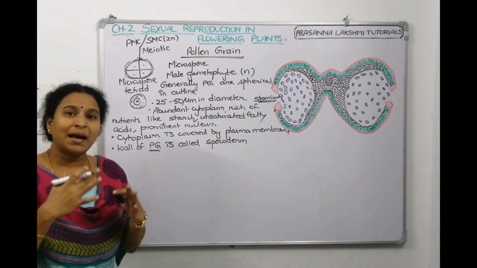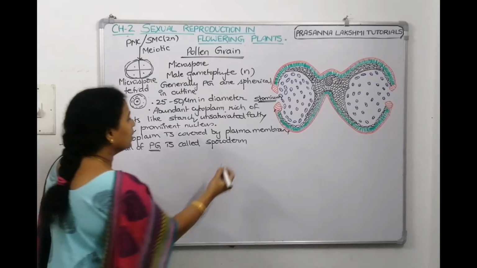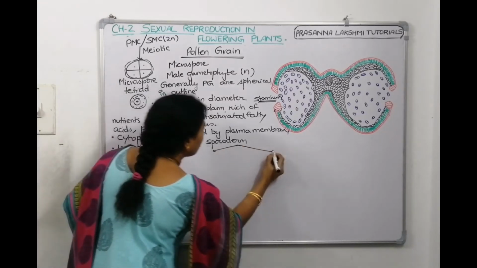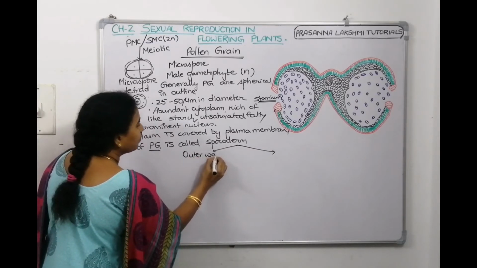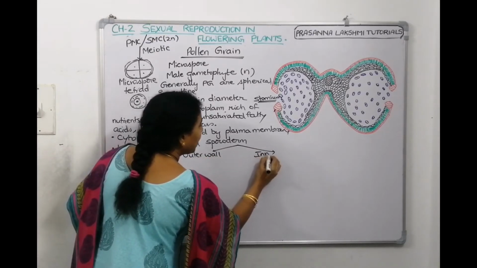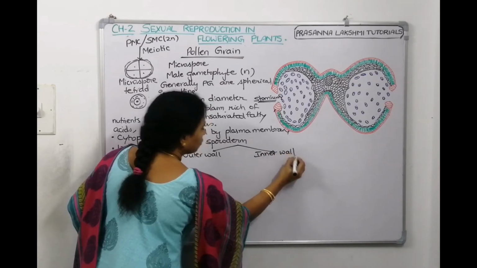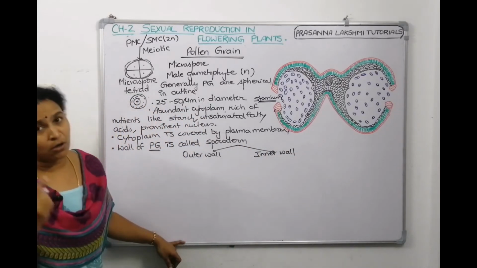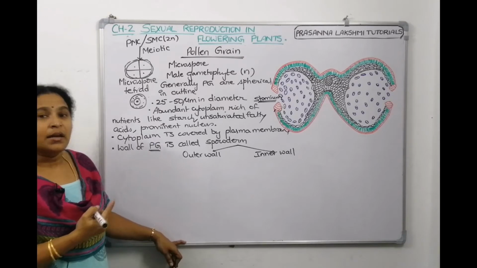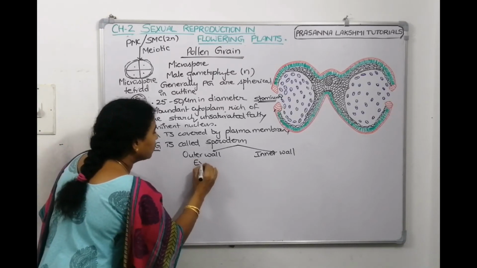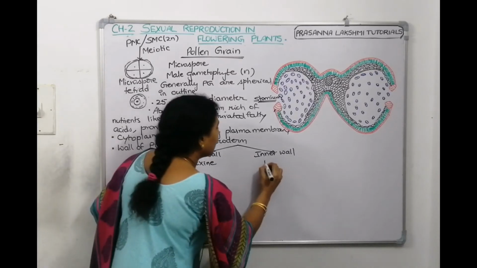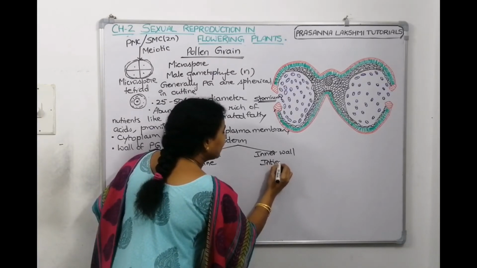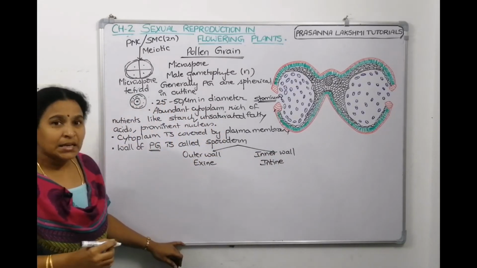This sporoderm has an outer wall and an inner wall. So, what is the outer wall called? What is the inner wall called? Children, the outer wall of the pollen grain is called exine, and the inner wall is called intine.